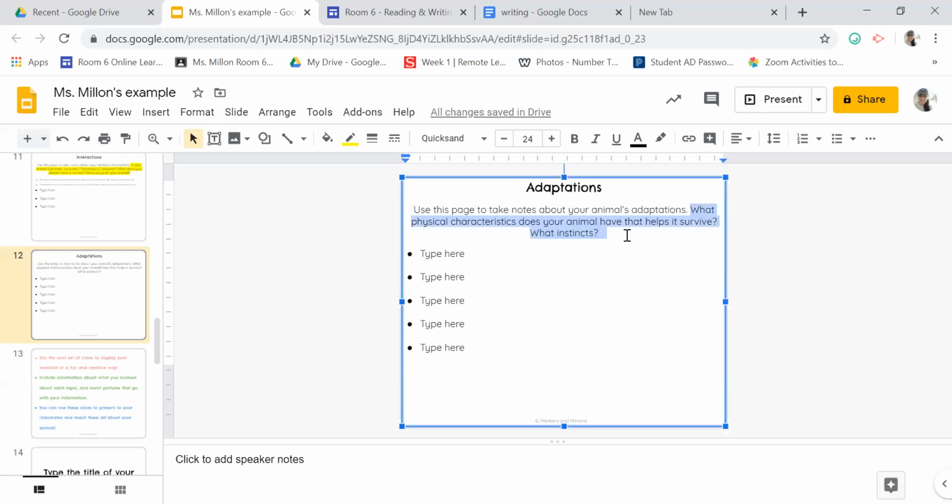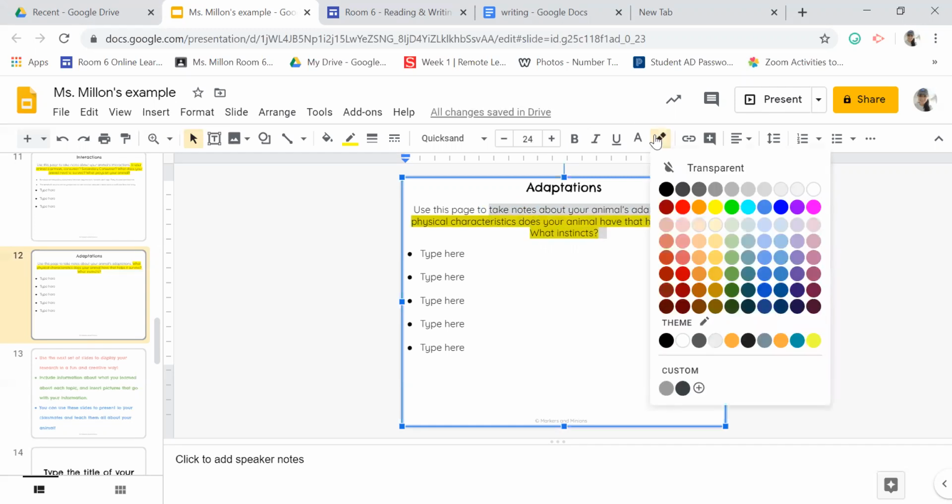So the question that we're going to focus on today, there's actually 2 to 3. It says, what physical characteristics does your animal have that helps it to survive? So I'm going to highlight that. It also says, what instincts? And then I'm going to also highlight the part that says, take notes about your animal's adaptations.